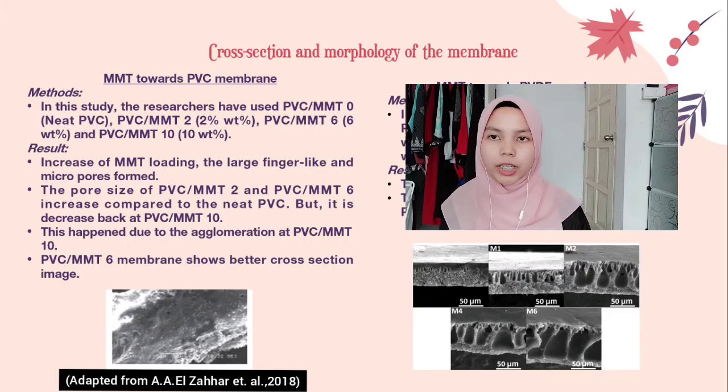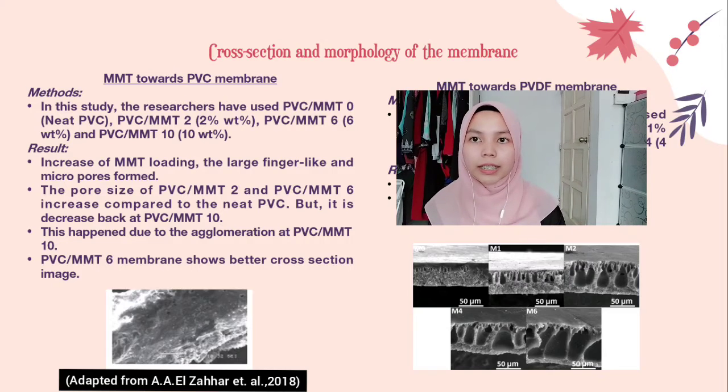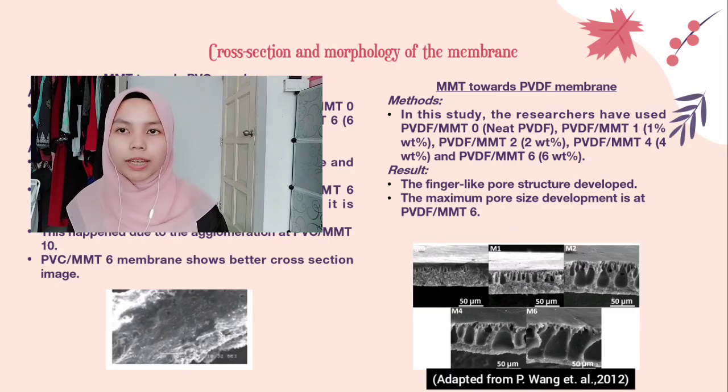In terms of cross-section structure, it still shows that with addition of ceramic material, the finger-like sublayer will form. The agglomeration still happens towards the PVC MMT membrane, at which high loading or high content of MMT will lead to the agglomeration.